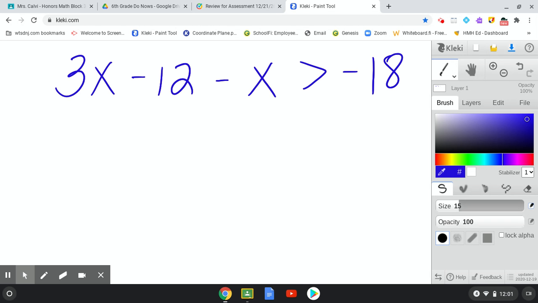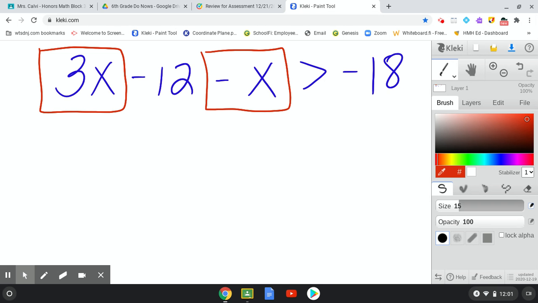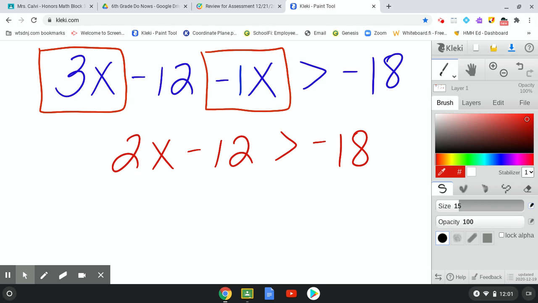Okay, here I have to combine my like terms. So I have a positive 3x and a negative x. Remember, if there is not a number in front of your variable, technically there's a 1 there. So you might want to put a 1 there just to help you out so you don't forget. So I'm going to combine these. A positive 3x and a negative 1x is going to leave me with a positive 2x. Drop down my minus 12 is greater than negative 18.